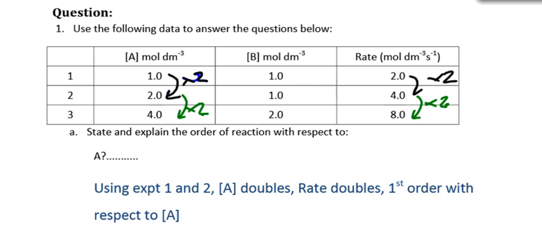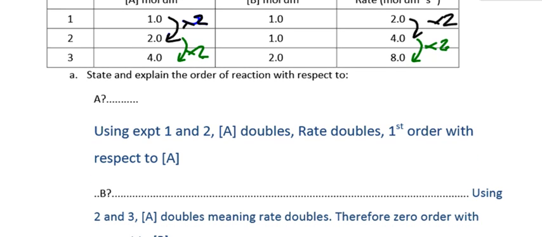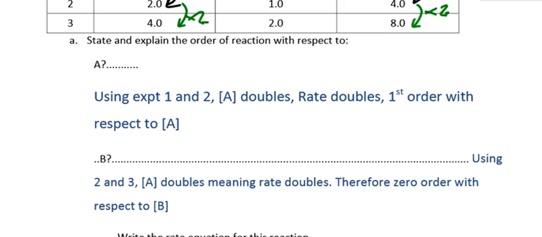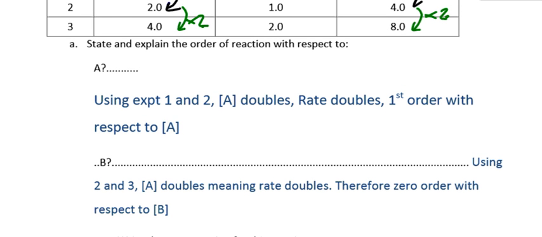So we can then say about B, and pause here if you want to think for yourself, we can say for B, using experiments 2 and 3, A doubles, meaning the rate doubles, therefore 0 order with respect to B. There's been no change. B is doubled, but A is also doubled, but the rate has not gone up by more than times 2. So it's only been with the effect of A that there has been a change.